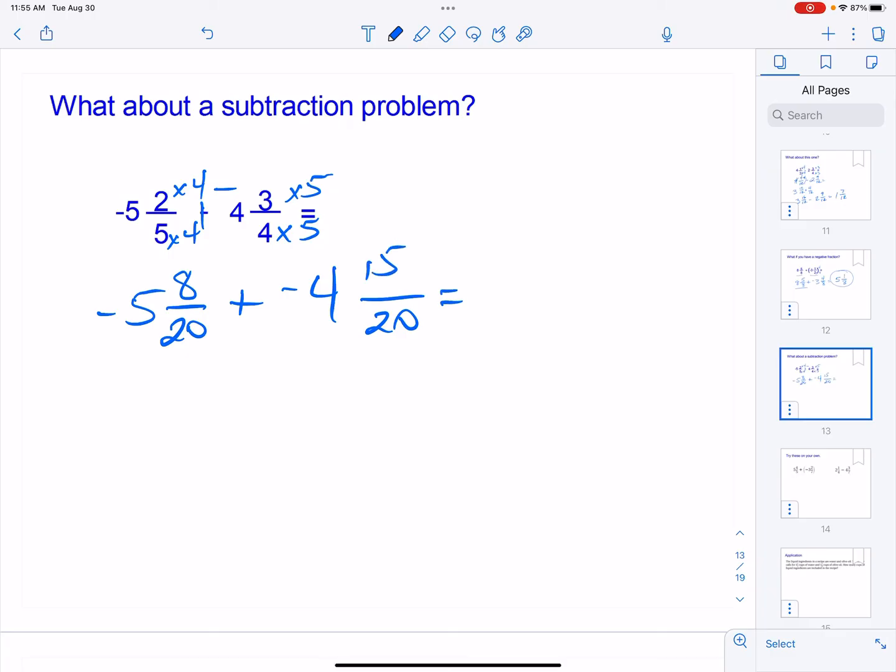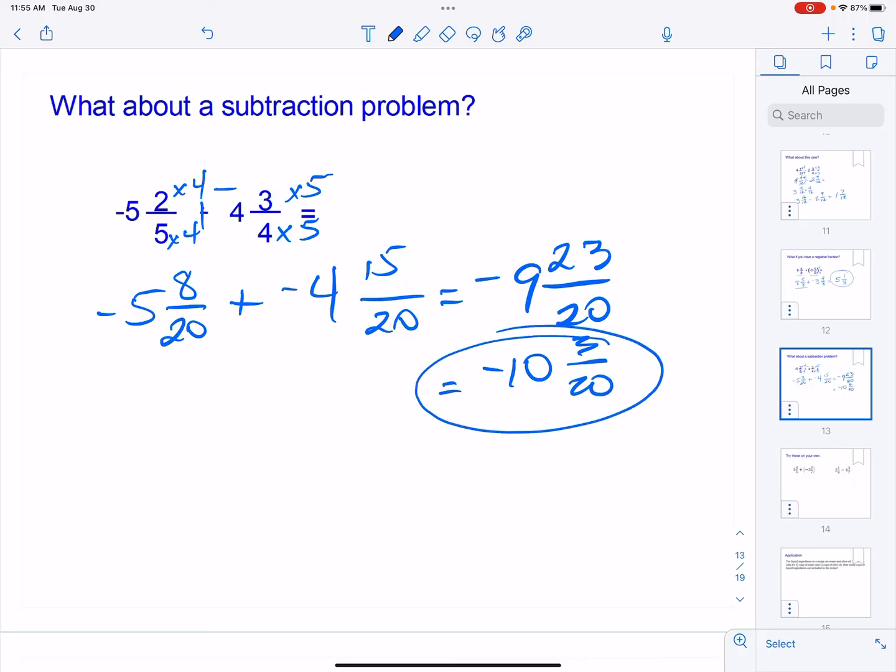And so now, since my signs are alike, I'm going to add them. So 8 and 15 give me 23 over 20. 5 and 4 make -9. Now I'm going to simplify. So the 23 over 20, okay, I can pull 20 out of that 23. And I end up adding that 1 into the 9, which gives me a -10. And when I pull that out, I got 3 left over. And what size piece are they? 20s. So my final answer is -10 and 3/20.